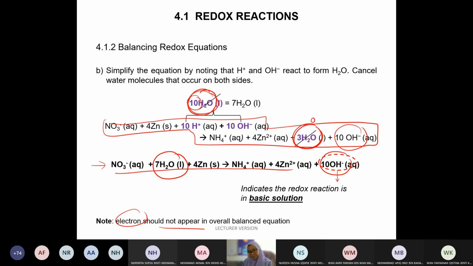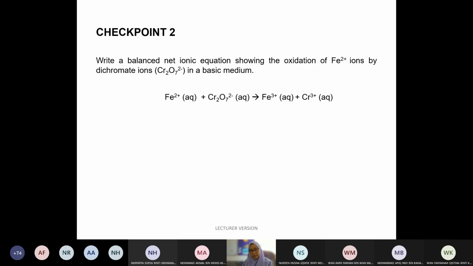Right. Okay. Alright. So maybe you can try out this checkpoint 2. Cuba try checkpoint 2. Okay, nak bagi you warm up sikit. Nak bagi refresh sikit the steps that we have for in balancing the equation. Cuba try buat dulu. Okay, cuba try. Nanti kita buat sama-sama. First step, asingkan dulu. Okay, separate into two as oxidation and reduction. Okay, buat dulu. Any question so far? Boleh tanya?